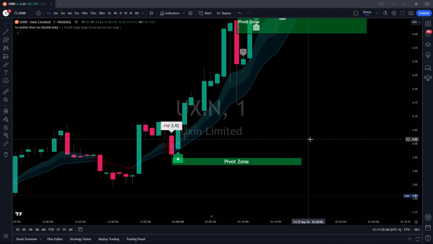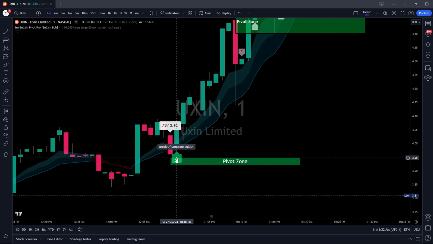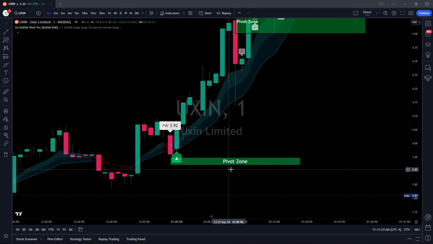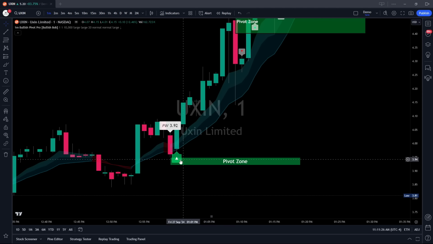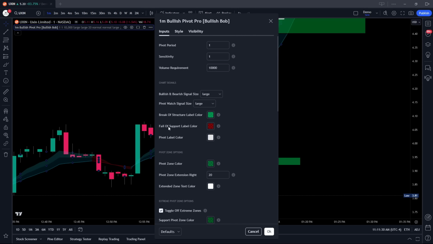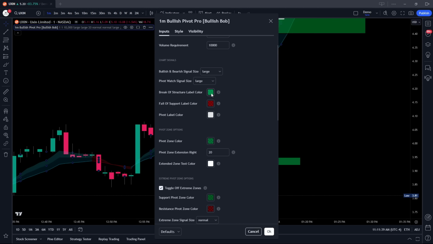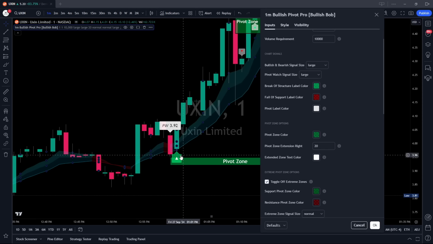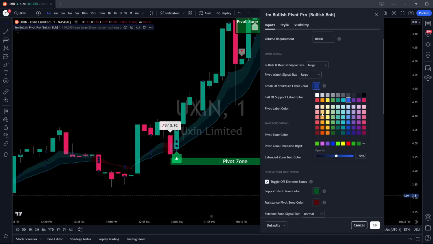We've got a pivot zone being plotted. We've got this break of structure signal. Again, to open up the settings, just double click on one of these, either the pivot zone or the break of structure signal, the pivot watch signal. Either way will work. In the settings, we changed the signal size to large. Break of structure color, you can change the color. So if you want this to be blue, you can do that. You can do whatever you want. We had them as green.